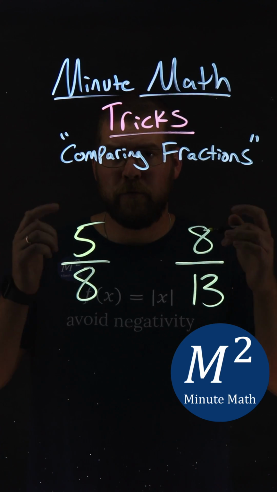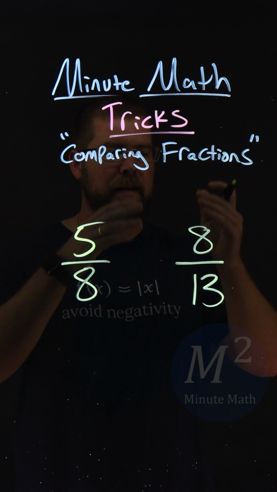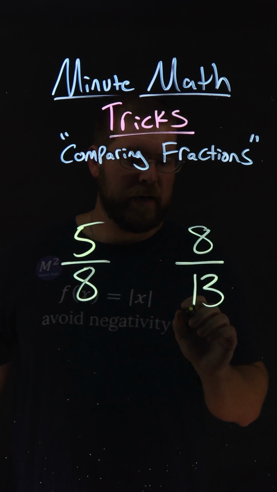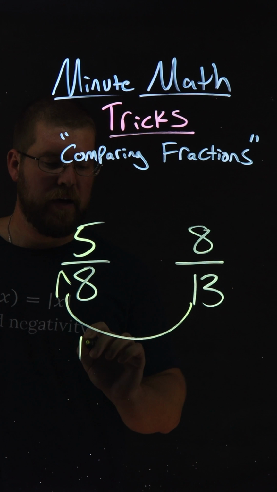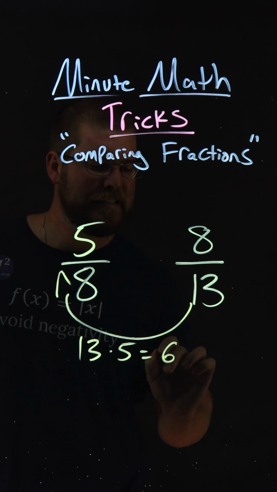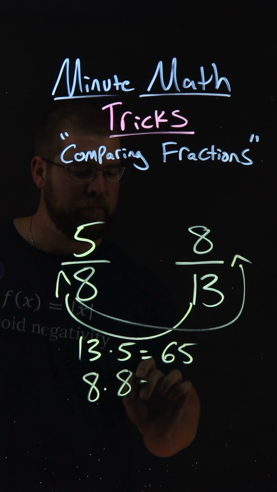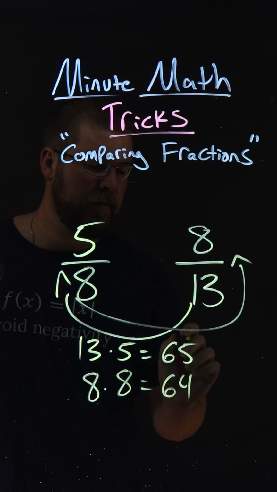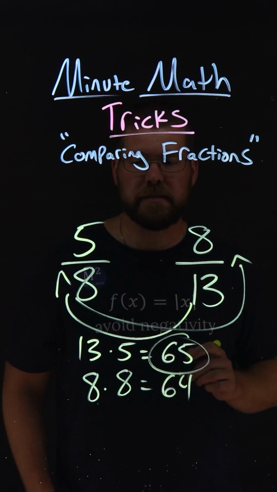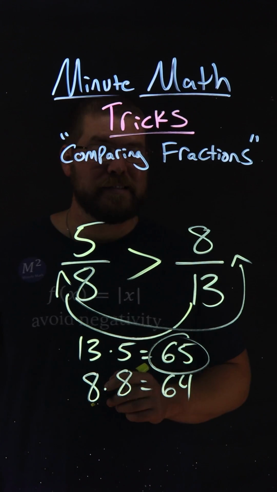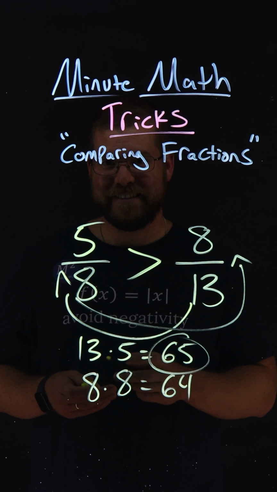Let's compare some fractions. 5 eighths and 8 thirteenths. Which one is greater? Let's do a trick here. 13 times 5. 13 times 5 is 65. 8 times 8 is 64. 65 is just barely larger than 64, meaning that 5 eighths is greater than 8 thirteenths.